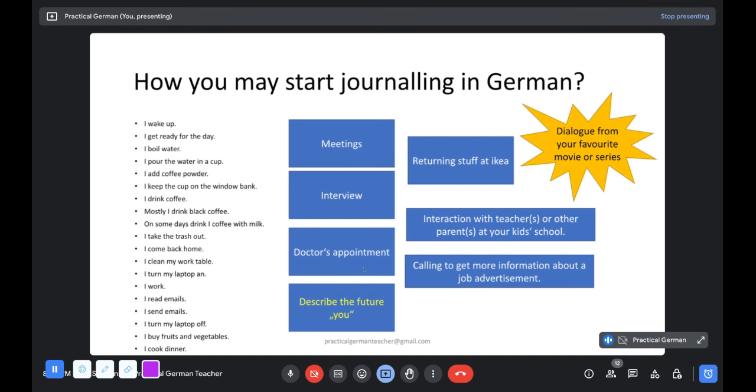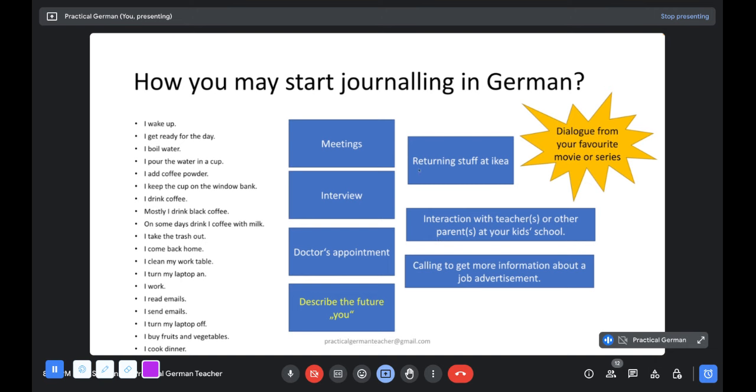You have a doctor's appointment. How do I say I have stomach ache? If I go to a doctor, I have stomach ache. How to say I have? Ich habe. How do you say stomach ache or headache? Bauchschmerzen, Kopfschmerzen, something like that.